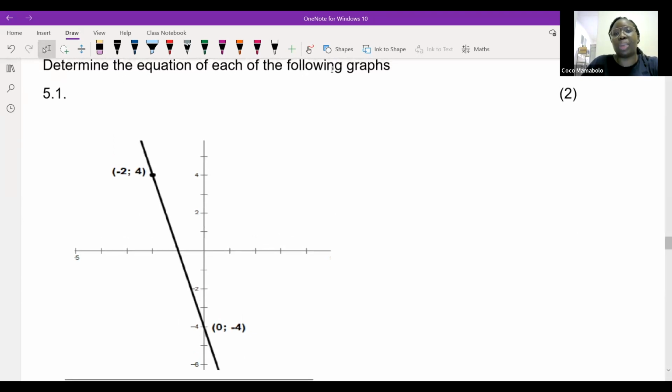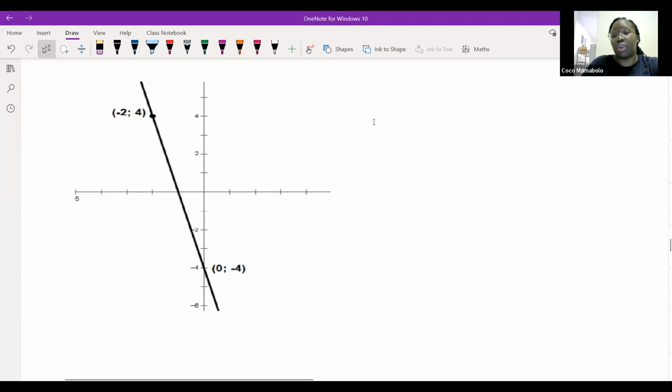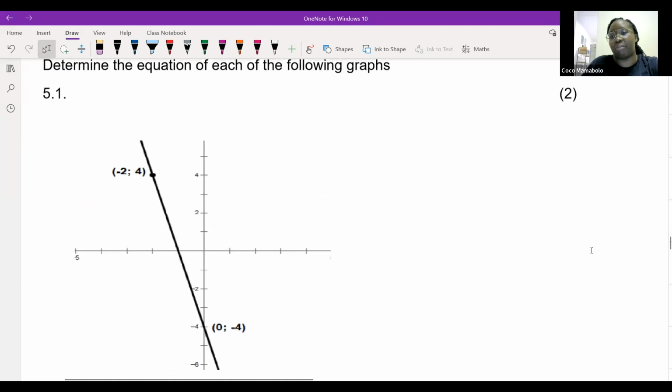Okay, it says here, determine the equation of each of the following graphs. We're going to do this part over here. Let's start with 5.1. You've got 3 minutes for 5.1, and then I'm going to move.